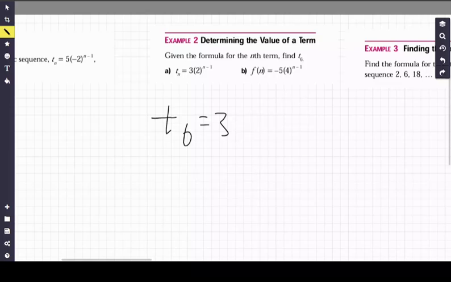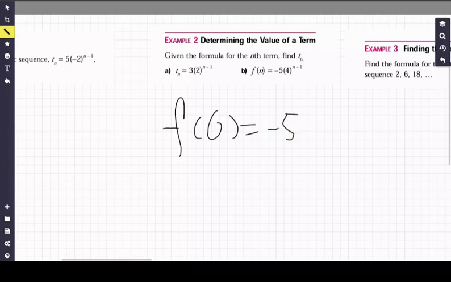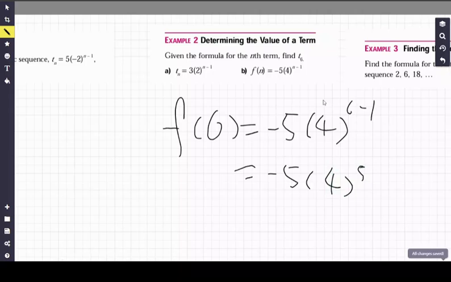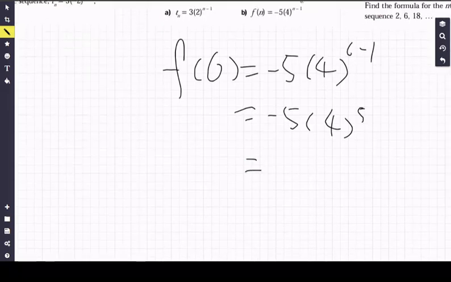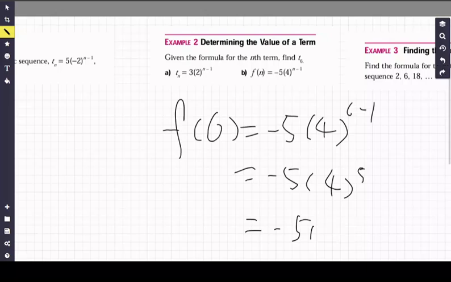And then B is pretty much the same thing. F of 6, these are just functions. Negative 5 times 4 to the 6 minus 1. So that gives you negative 5 times 4 to the 5th power, and 4 to the 5th power is 1024. And 1024 multiplied by negative 5 gives you negative 5120. That's our answer.